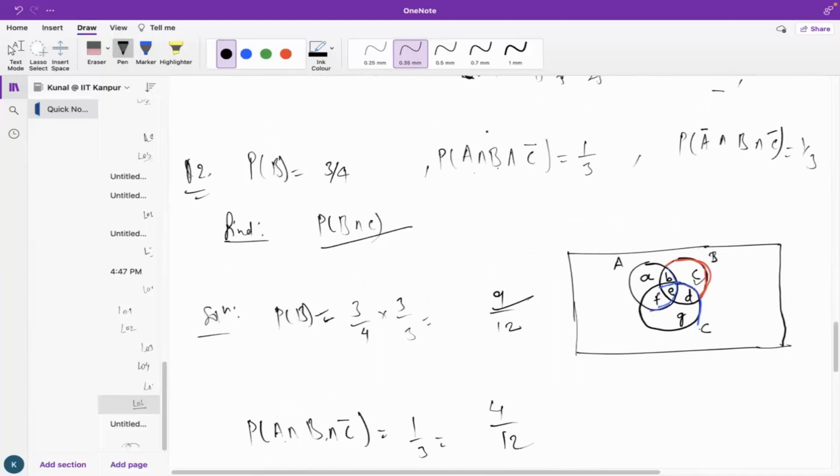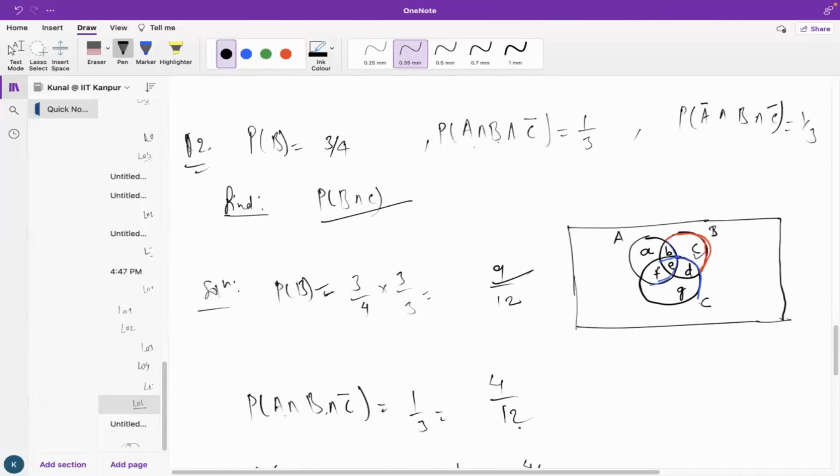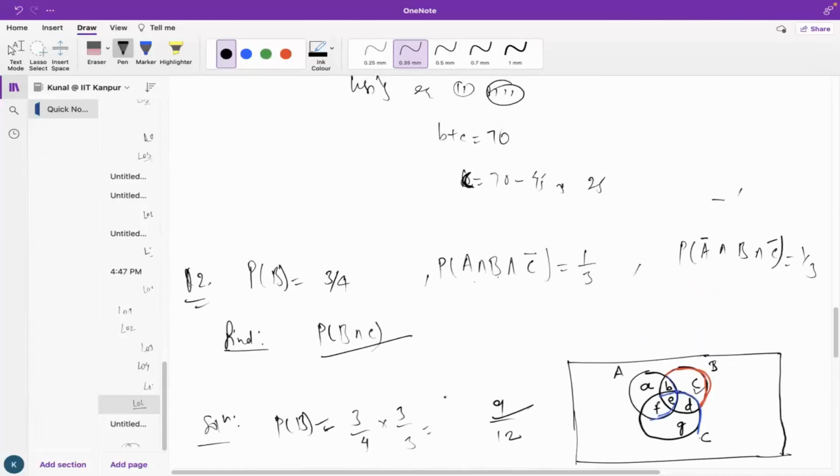The next thing is given: probability of A intersection B intersection C bar. मतलब A के होने का, B के होने का, लेकिन C के ना होने की पॉसिबिलिटी 4/12 है. सो मैं क्या कह रहा हूँ, A के होने का, B के भी होने का, बट C के नहीं होने का. तो देखो A के होने का मतलब ये सारा हो गया यहां से यहां तक. B के होने का मतलब यहां से यहां तक हो गया लेकिन C के नहीं होने का तो C वाला जो पार्ट है वो ये वाला ही पार्ट है.